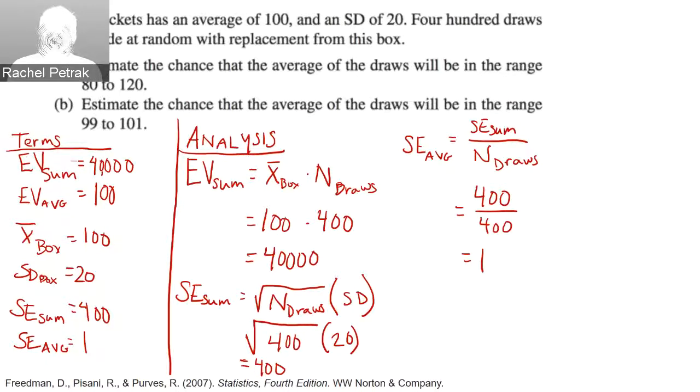So if the expected average is 100, what's the chance that the average of the draws will be within 80 to 120? Well, if the standard error is 1, the chance is going to be almost 100%. Remember, it's not 100% because we can't ever say 100%. We can only get infinitesimally close to 100%. But this is very close.